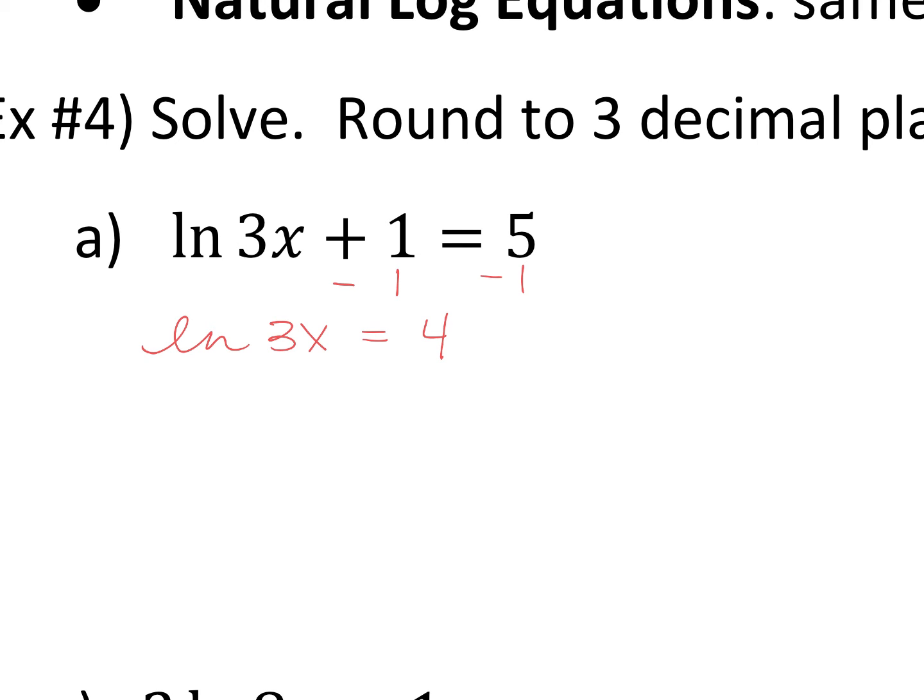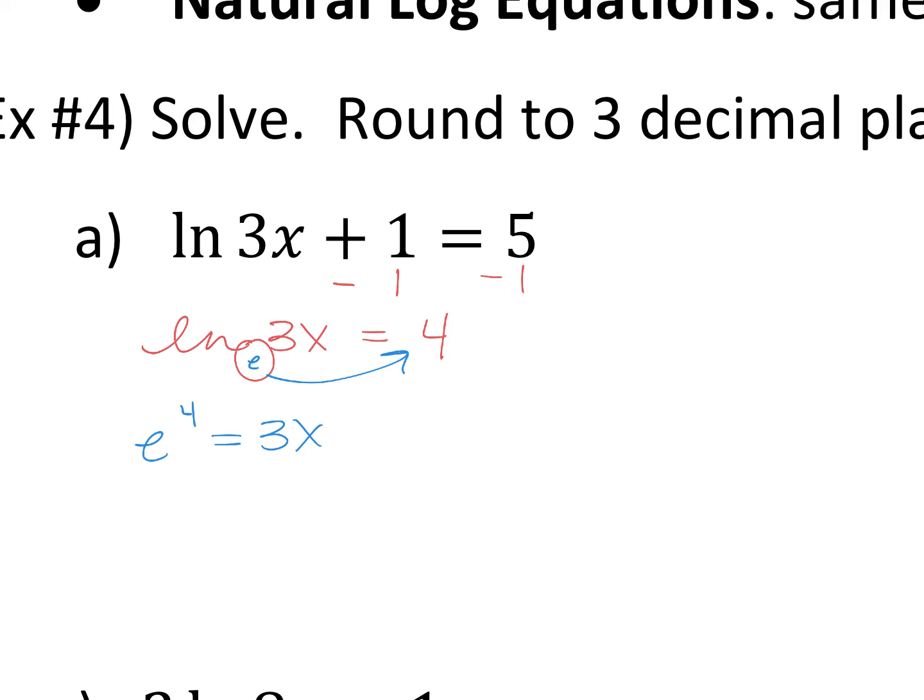Okay. Now what do you do? The 3x isn't an exponent, right? You can only move exponents out in front. So if there was an exponent here, you could move that out in front, but there isn't one. Nope, because you're taking the natural log of 3x. What's the base here? E, right? So you're going to say e to what power? To the fourth power equals 3x.